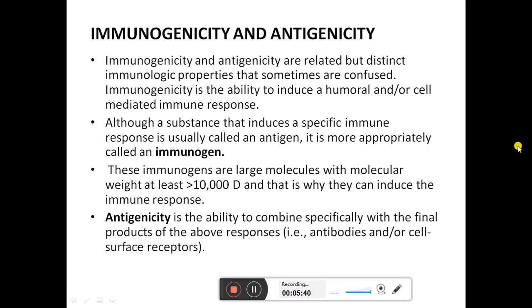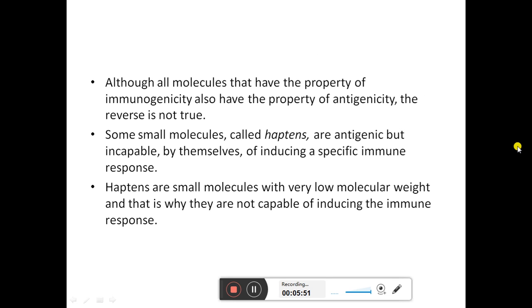The antigenicity is the ability to combine specifically with the final product of the above response, that is antibodies or the cell surface receptors. Although all molecules that have the property of immunogenicity also have the property of antigenicity, the reverse is not true. That is, molecules which have the property of antigenicity will not necessarily have immunogenicity. That is the meaning of the reverse is not true.